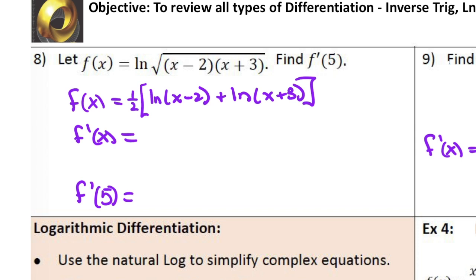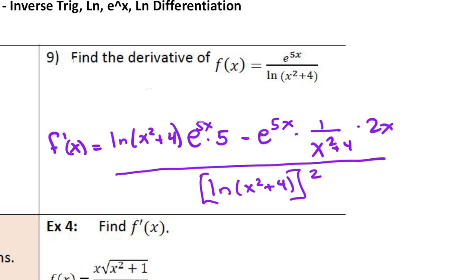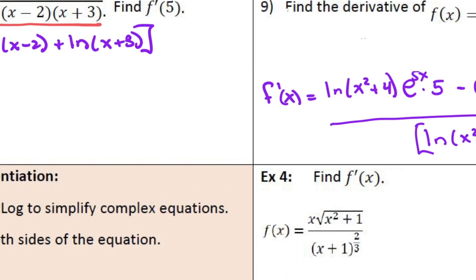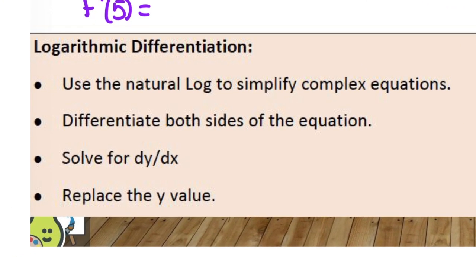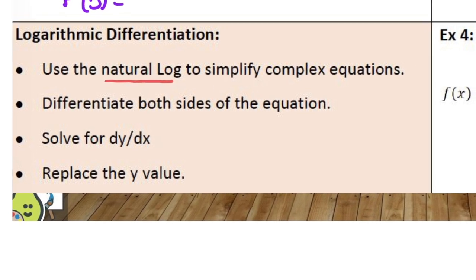For question number 8, you should use algebra before you do anything else. During a multiple choice test, it will be expected that you will use your algebra skills in order to recognize the answer. For question number 9, sorry, this one's just annoying. You had to use your quotient rule. There wasn't a way to simplify the problem before you began. Now, I want to remind you of logarithmic differentiation. You're going to use the natural log to simplify your complex equations.